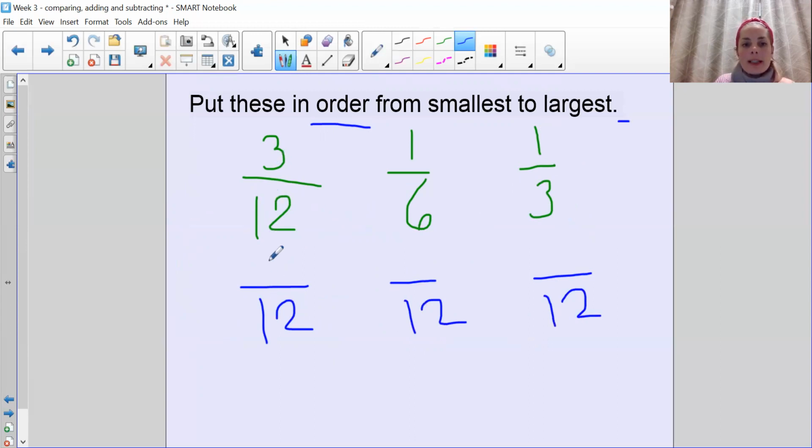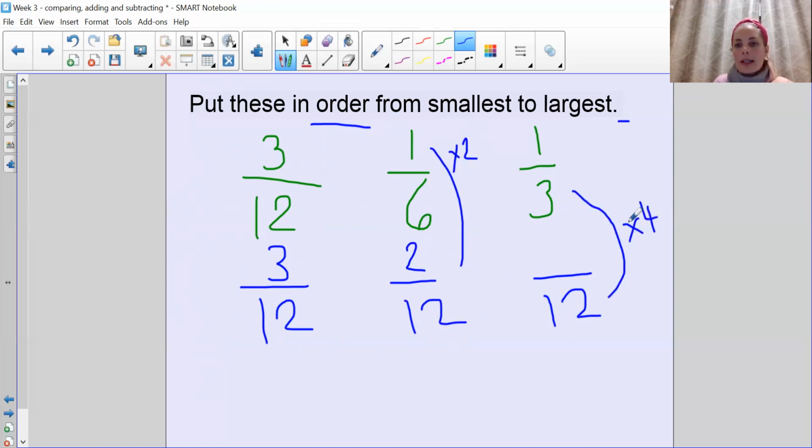Right, what did I do to 3 to get 12? I did nothing. I mean, what did I do to 12 to get 12? I did nothing. So I'm going to do the same to the 3. Yeah, I've really just multiplied it by 1. What did I do to 6 to get 12? I multiplied it by 2. So I'm going to multiply the top number by 2, which is 2. Remember, these are just equivalent fractions. And 3 times 4 is 12. So 1 times 4 is 4.